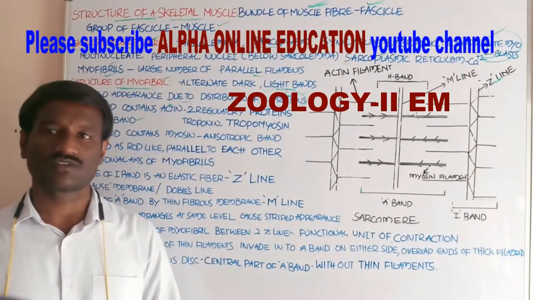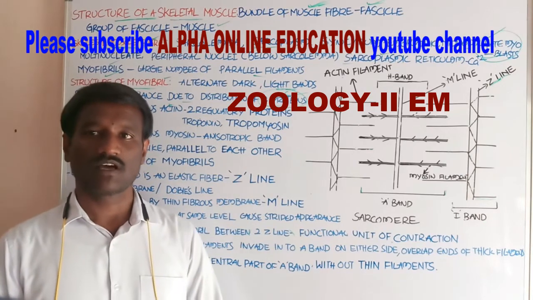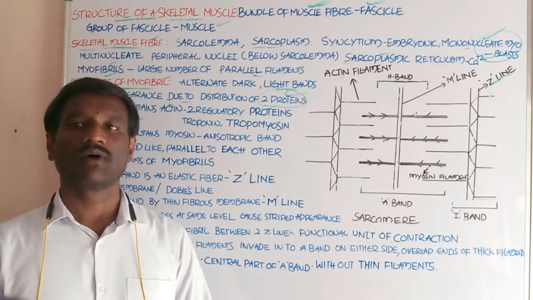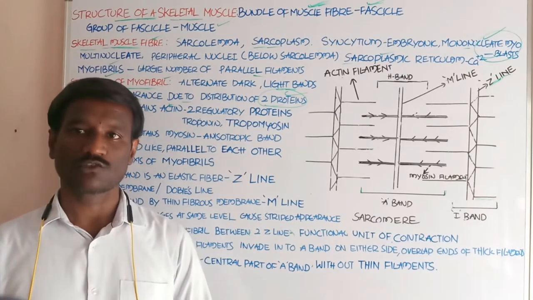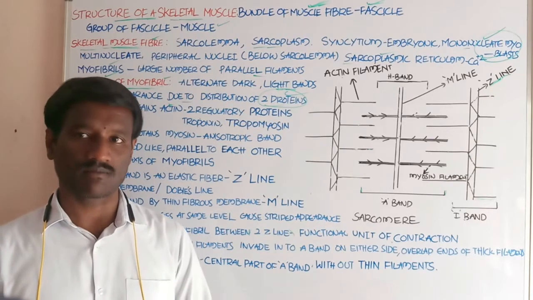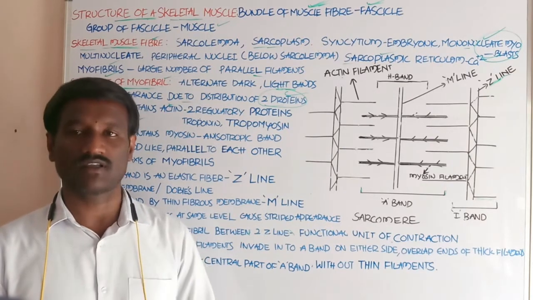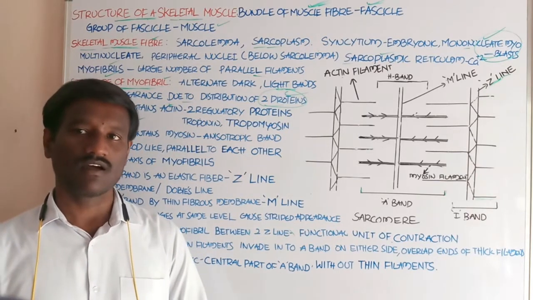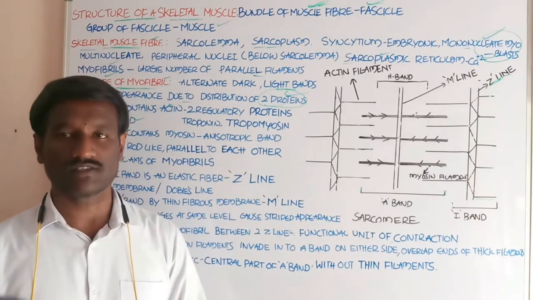Students, now we are going to discuss the skeletal muscle. Muscles are mesodermal in origin. Muscles are mainly of three types: skeletal muscle, smooth muscle, and cardiac muscle. Muscles show different properties: excitation, contractility, and relaxation.